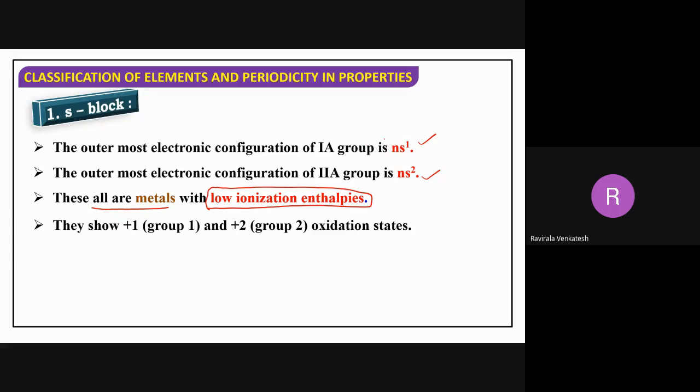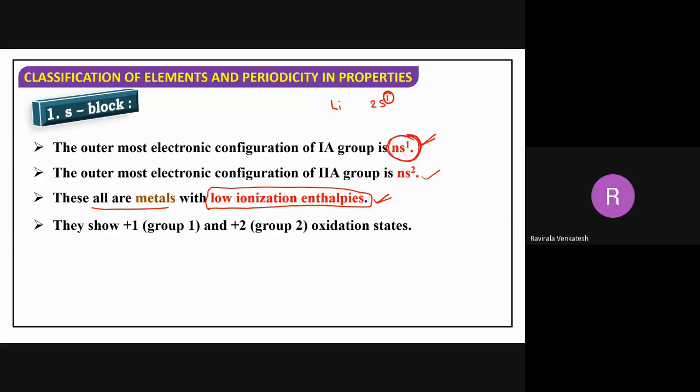Now what is the configuration of first A? Tell me. ns1, right? Ionization enthalpy means how much energy is required to remove this ns1 electron. Definitions will be somewhat lengthy, but I'm saying in short: how much energy is required to remove this ns1 electron is nothing but ionization enthalpy. For example, lithium. Lithium configuration is what? 2s1. Now I want to remove this 2s1 electron. How much energy is required to remove this 2s1 electron? That energy you call ionization enthalpy.